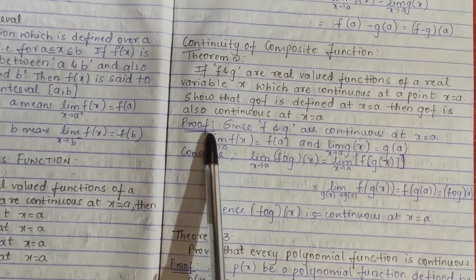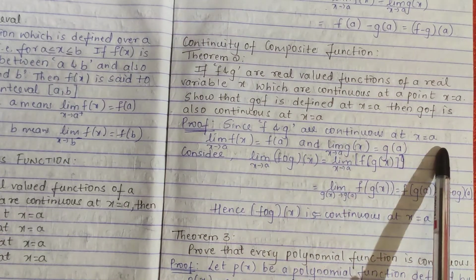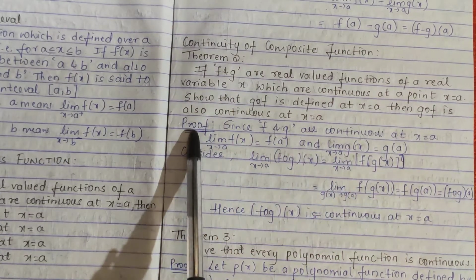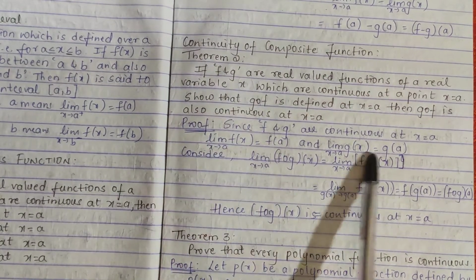Okay, so the proof. Since f and g are continuous at x is equal to a, this will be common because they have given it in your statement part, and it is the definition of continuity.